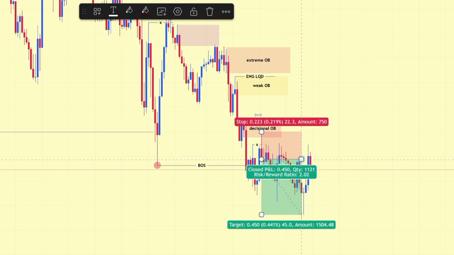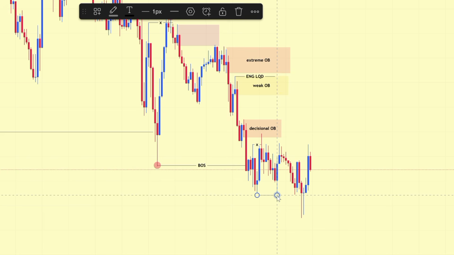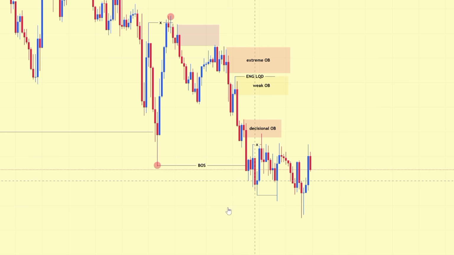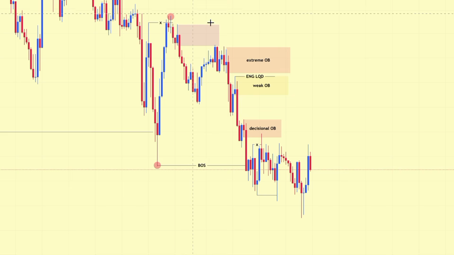But we know that this one here will not be a valid break of structure. The reason why this one here is not a valid break of structure is because we can clearly see that this dealing range has yet to make it to the 50% of our previous dealing range. And this means that that retracement is not deep enough to confirm this one as a valid break of structure.